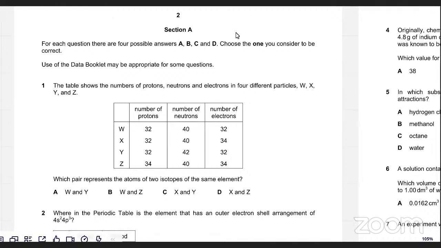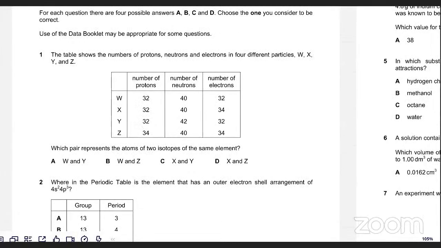अच्छा, अब ये कि this particular paper, ठीक है, this one is probably the latest one, the one that's available at the moment. So we're going to try and do this one. और इसमें ये कि starting with the first question, ठीक है? So I haven't even done this paper as well. ठीक है, this is 2021. So the table shows the number of protons, neutrons, electrons in four different particles W, X, Y, and Z. Which pair represents the atoms of two isotopes of the same element?